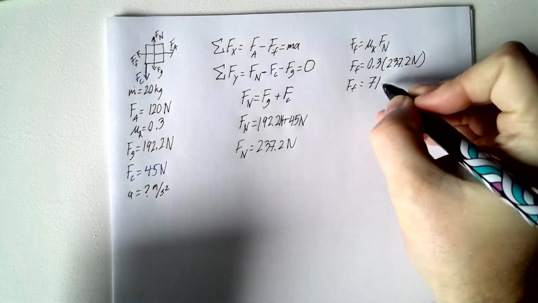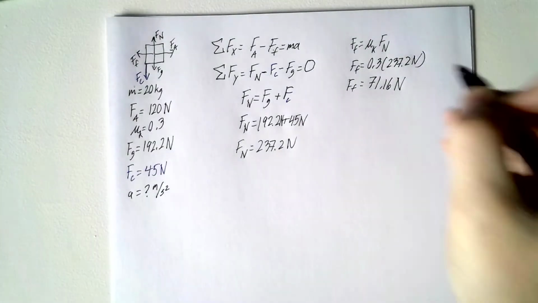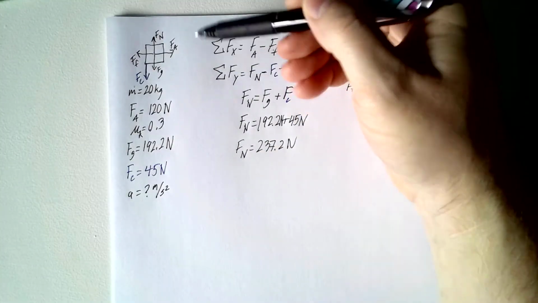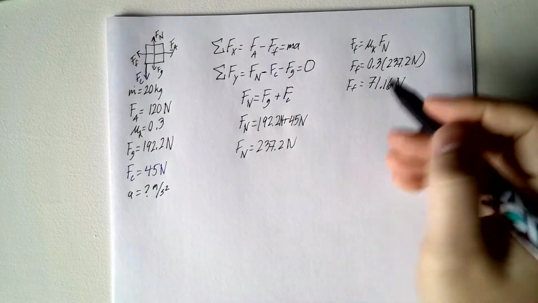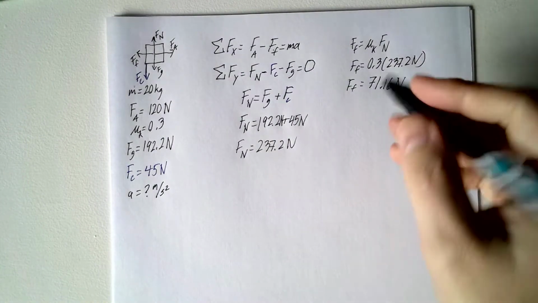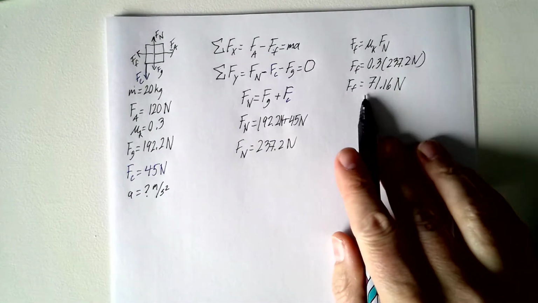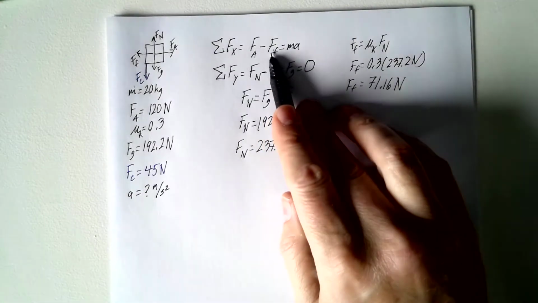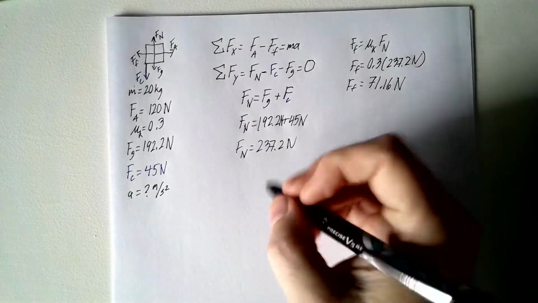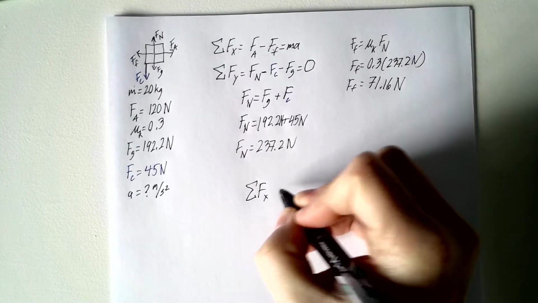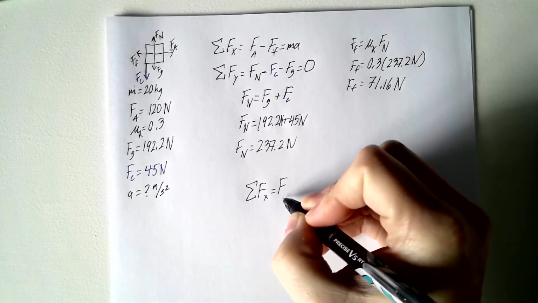Now it's 71.16, and that makes sense because since we're pressing it down harder into the ground, there's going to be more frictional force there. Alright, so now we know our Fa, our Ff. We're solving the net force in the x. So I'm going to go back to the original way of just finding the value.